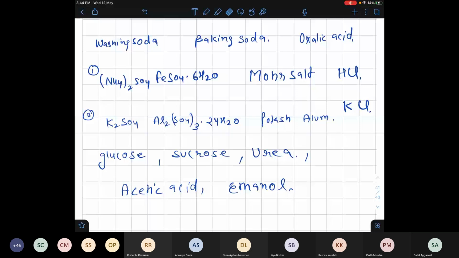Okay, sir. Is the screen visible now? No, sir. Okay, I'll take a screenshot. I'll put it in your chat box. Okay, sir. ऐसा करते हैं, है ना?